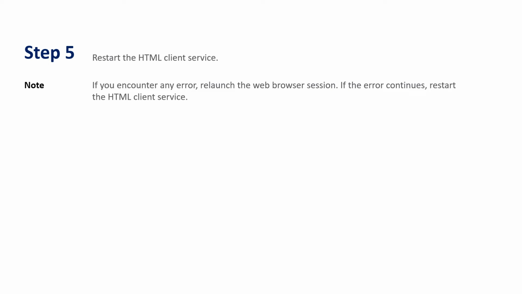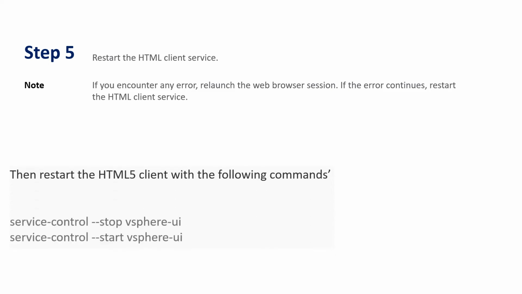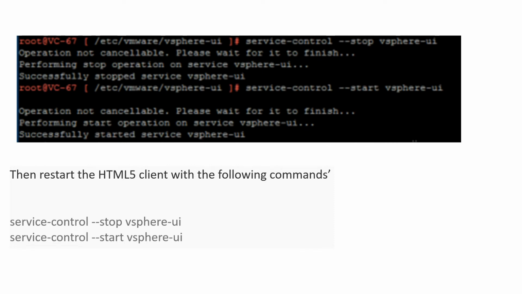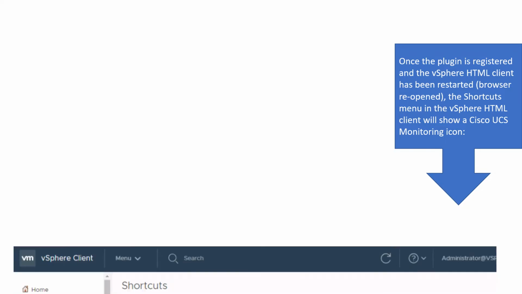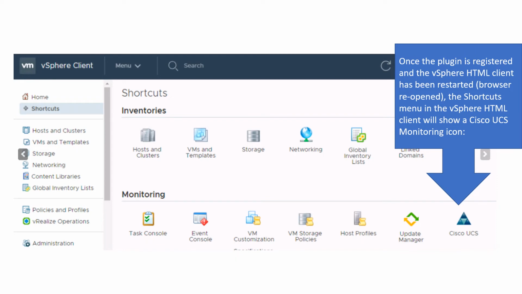Now restart the HTML client service. To do that, execute the command service-control --stop vsphere-ui, and then start the service with service-control --start vsphere-ui. Once you execute that command, the service will be stopped and started. Once the service is restarted, you can find the Cisco UCS monitoring icon in the shortcuts. In this vSphere client web page, you can see the Cisco UCS monitoring icon appeared here. So this is for HTTP.